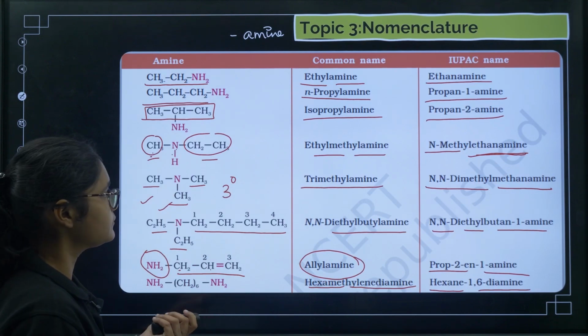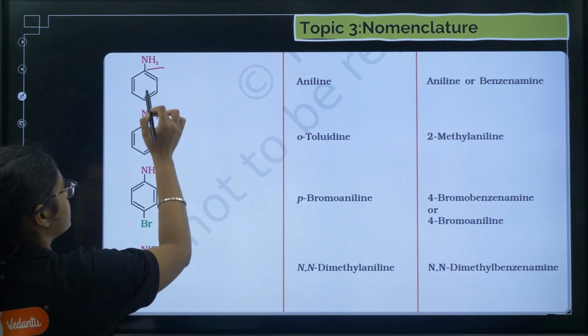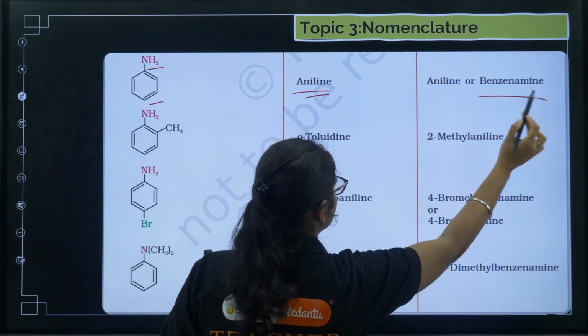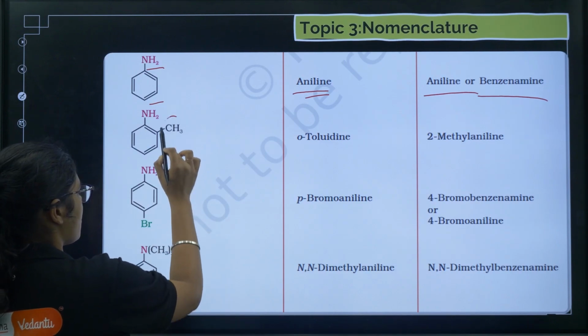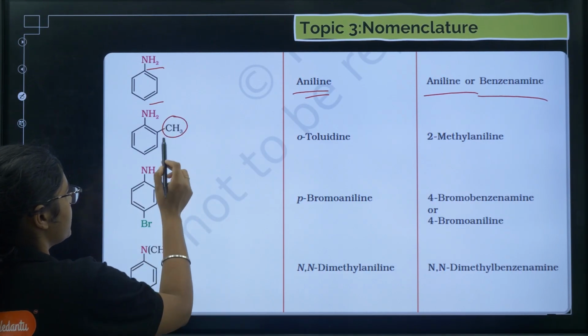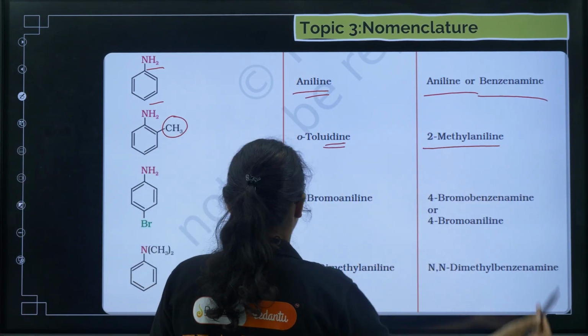Okay. Next, coming to the aromatic amine, this is very important. This is your aniline group, and the IUPAC name is either benzenamine or you can say aniline. Now here if you see, this is the ortho position, there is a CH3 group, so we call it ortho-toluidine, or you can say 2-methyl aniline.